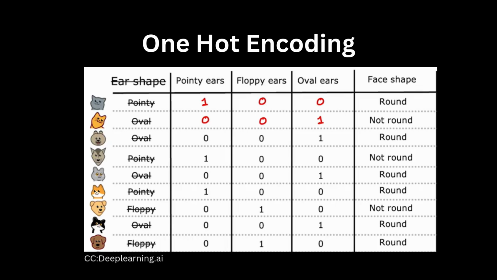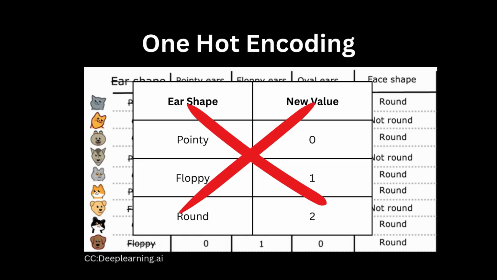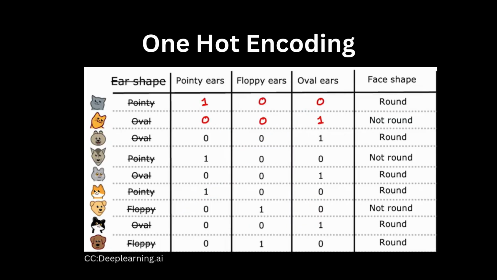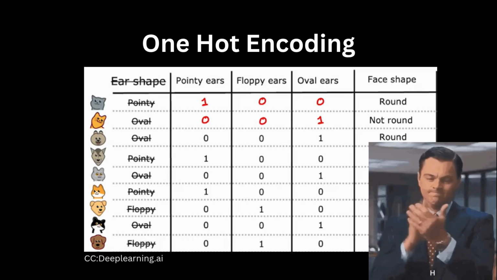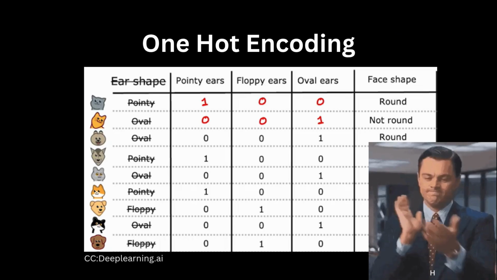One-hot encoding solves this by creating separate columns, a new feature for each ear type. Instead of one column with numbers 1, 2, 3, we create three columns, one for pointy, one for floppy, and one for round. Each column contains either 0, which is no, or 1, which is yes. Now the tree can ask simple yes-no questions like is it floppy ears, or is it pointy ears, or even is it either pointy or round? By checking both columns, this gives the tree complete freedom to find the best way to split the data without being forced into an unnatural order.